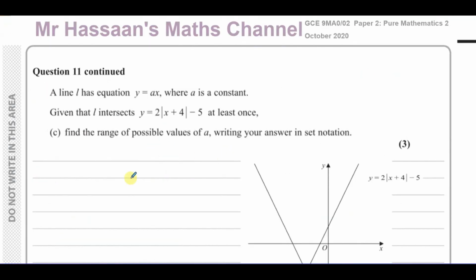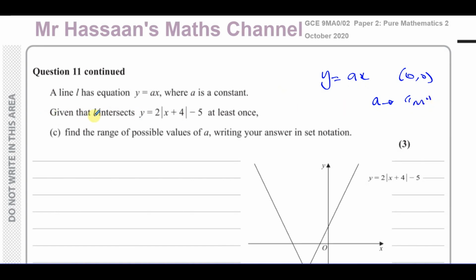So it says a line L has equation y equals ax, where a is a constant. So y equals ax, of course, this goes through the origin. Because it's plus c, c is 0, right? y equals ax. So a is basically the gradient, you could say m.